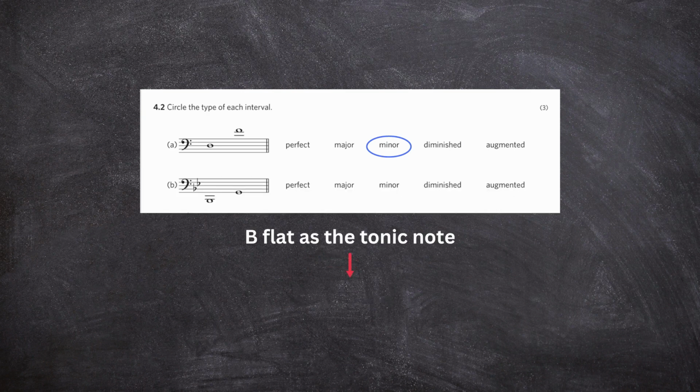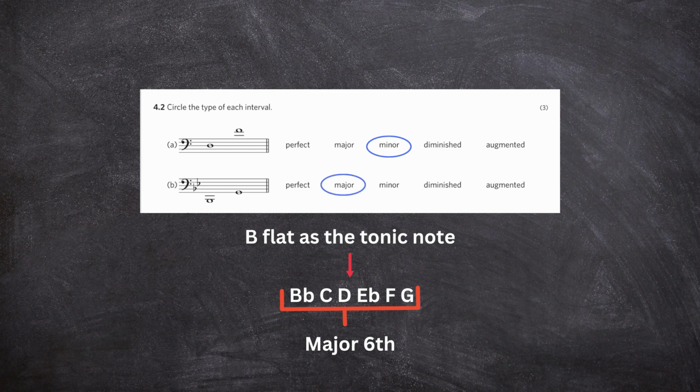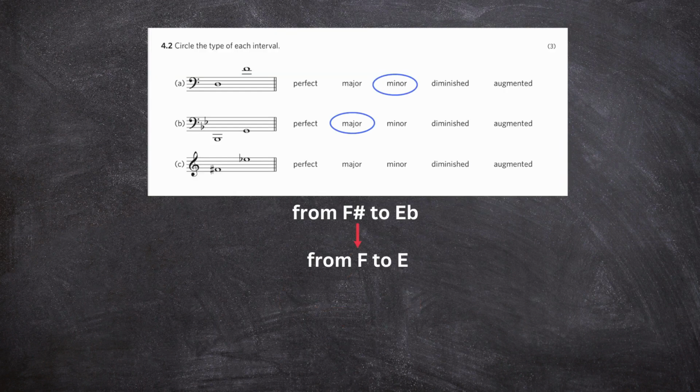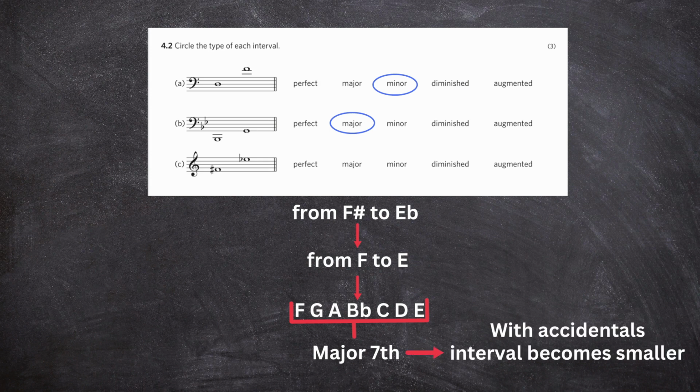Question B. From B flat to G, we can think of the lower note B flat as the tonic. It is a major sixth, so the answer is major. Question C. First of all, we can remove all accidentals. From F to E, it is a major seventh. With the accidentals, the interval becomes smaller, so the answer is diminished.